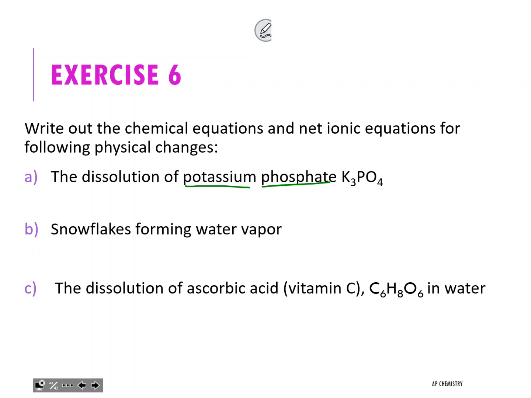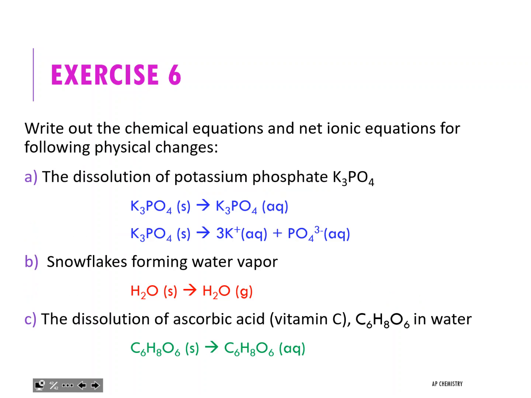Snowflakes forming water vapor, that's just a what? Phase change. So that one's not too bad, that's pretty easy. And then the dissolution of ascorbic acid, better known as vitamin C, that is what type? That's a molecular one. So do you have to separate it? No. And we see that it's molecular because it has all nonmetals in it: carbon, hydrogen, oxygen. All right, so the only one that you really had to do extra on would be A, because you have to separate the ions for the net ionic. And some people, you can take a look here, see how you did.